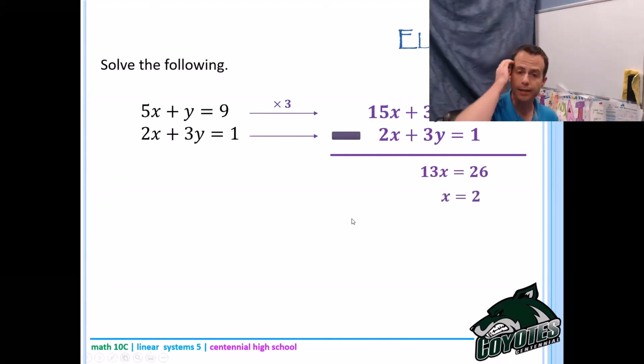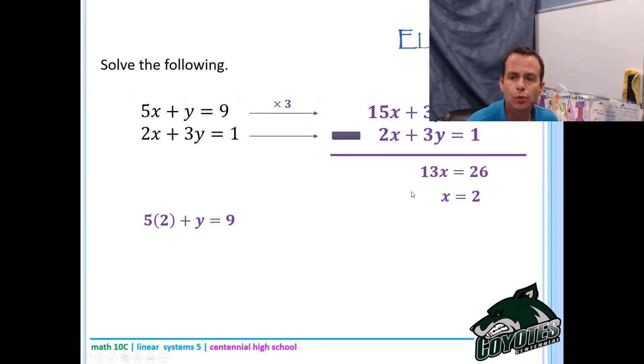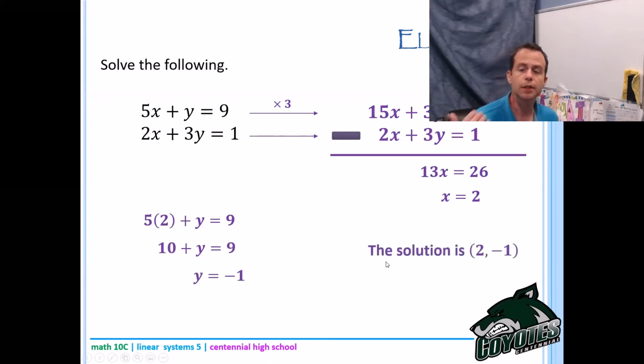Once I know that x equals 2, I'm going to plug that into one of the original. It doesn't matter which one, but you should always try and go back to the original, just as kind of a check and balance. So I went back to the original. 5 times 2 is 10. I'm going to bring my 10 over, and I get y equals -1. And so my solution is 2 comma -1. Okay?